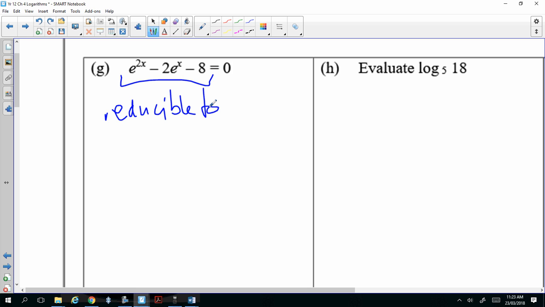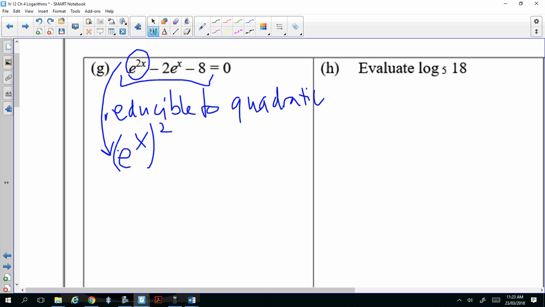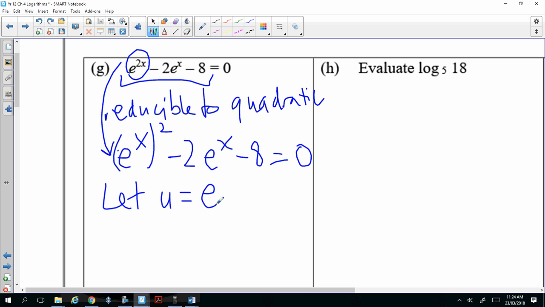So you can write e to the 2x as e to the power of x, squared, right? So this thing is this, minus 2 e to the power x, minus 8, equal to 0. So write this down first. And once you write this down, you can see that if I let u equal e to the power x, I get a quadratic equation, which you have to solve. Okay?